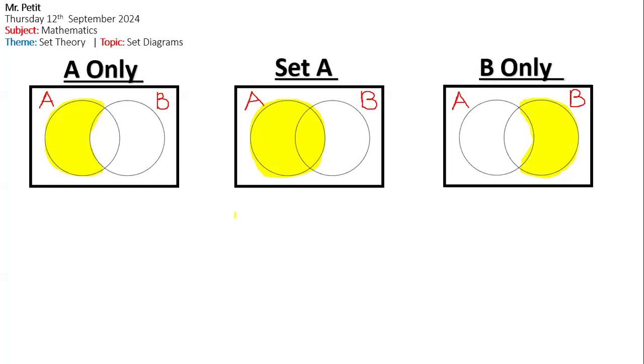So don't leave early. Jeremiah and Matthew, don't leave early. Jeremiah Rule, where's Jeremiah Rule? Yes, sir. Do you understand how we get our answer so far? Yes, sir. So for B only, how do we get that answer? What do we do? You have to shade in only the right side. All right. Do we include the middle? No, sir. We do not include the middle, and we do not include A. Yes, only B. Very good.